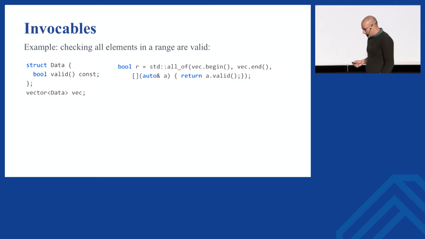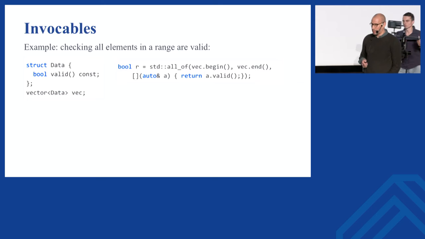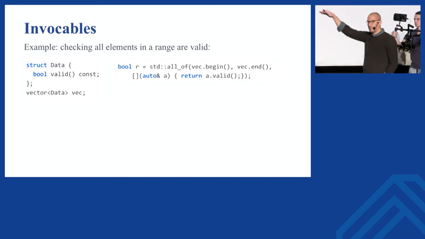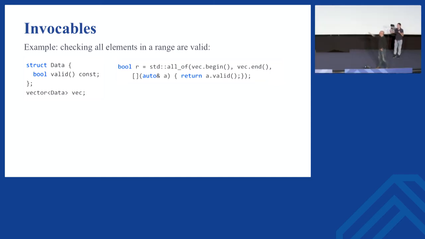So another thing that's in the ranges technical specification that isn't in the standard template library is this notion of invocables. Say you have a data structure and it's got a Boolean member function on it called valid. You've got a vector of valids, and I want to evaluate this predicate on all of the data objects in my vector. I could say all_of vector.begin, vector.end, lambda, return a.valid. Are all of my data objects valid, right?